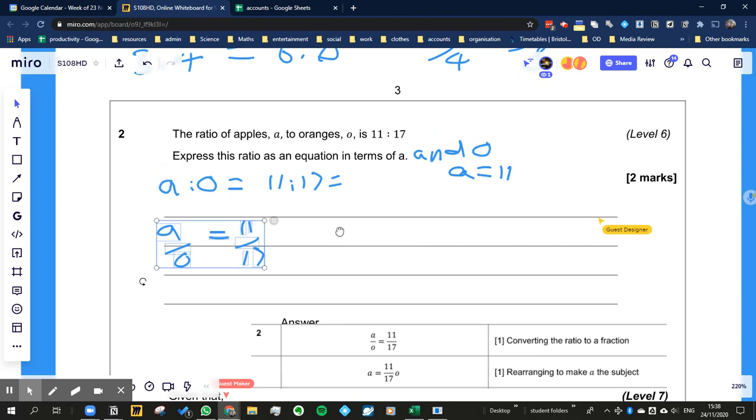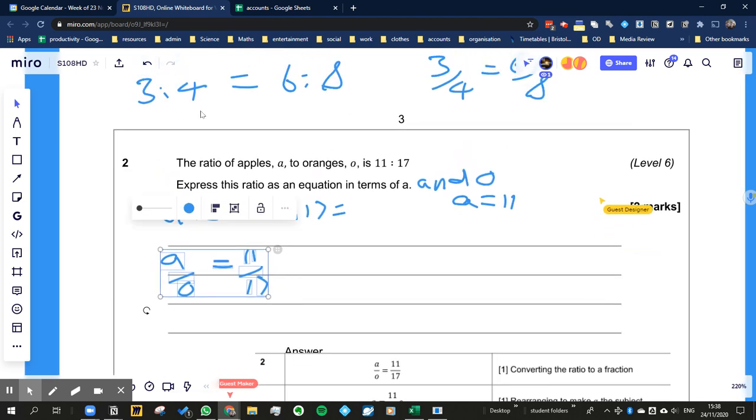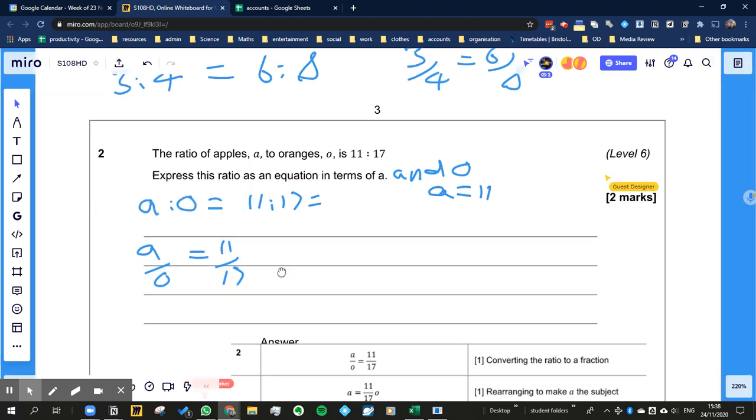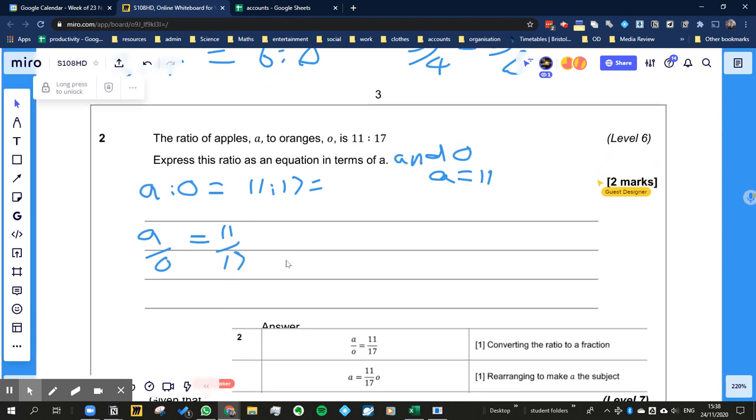So because if 3 to 4 is 6 to 8, and then 3 over 4 is the same as 6 over 8, then we can do the same thing in this case. And then you would just simply rearrange it to say what is A. So you want to say A is equal to 11 over 17 multiplied by O.